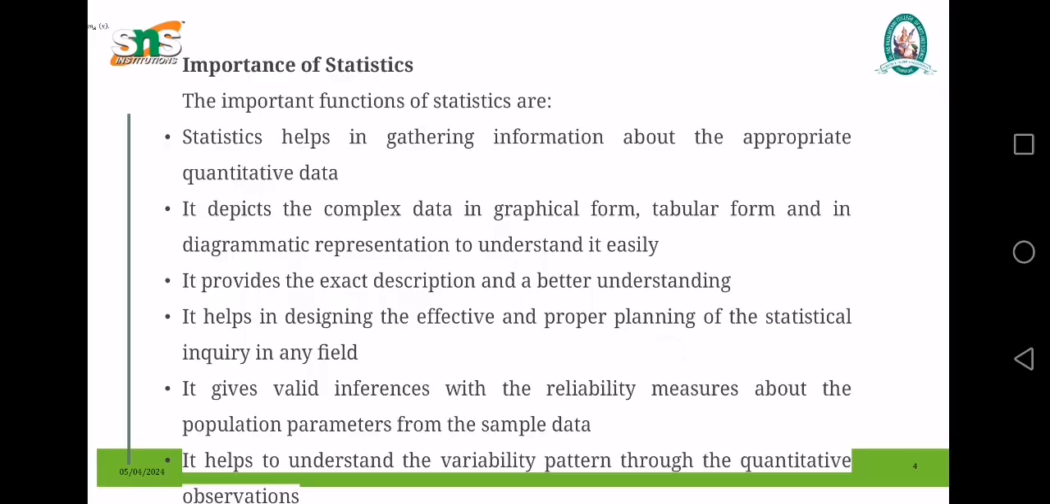Importance of statistics. The important functions of statistics are: statistics helps in gathering information about the appropriate quantitative data. It depicts the complex data in graphical form, tabular form, and in diagrammatic representation to understand it easily. It provides the exact description and a better understanding. It helps in designing the effective and proper planning of the statistical inquiry in any field. It gives valid inference with a reliability measure about the population parameters from the sample data. It helps to understand the variability pattern through the quantitative observations.